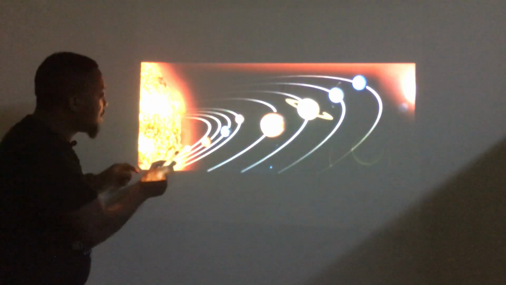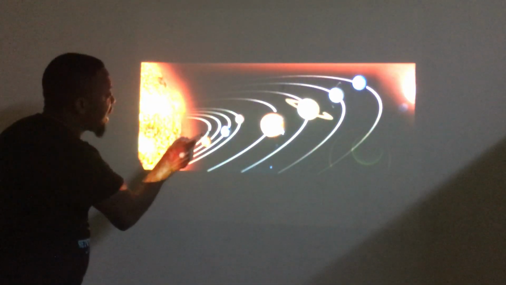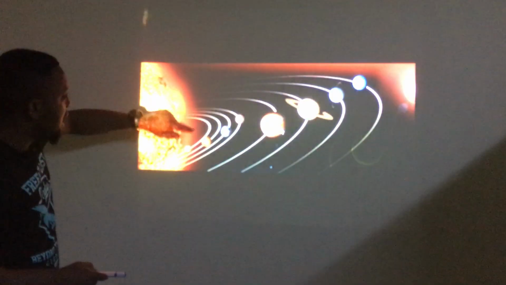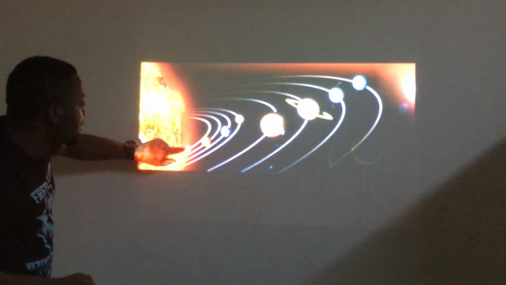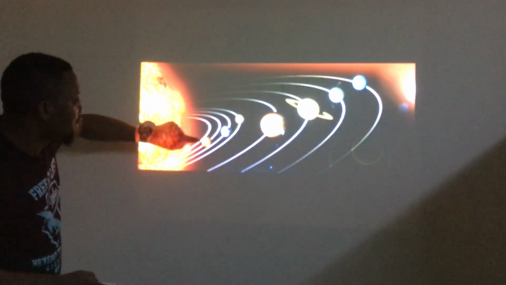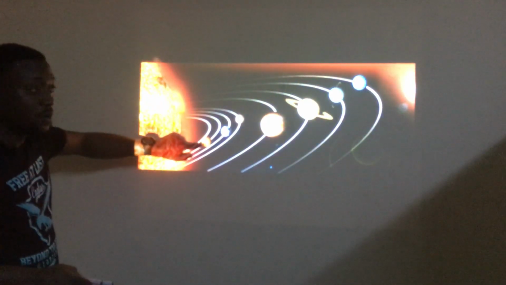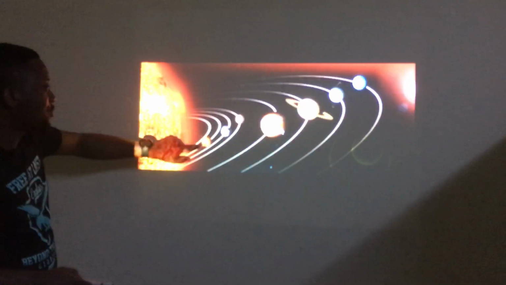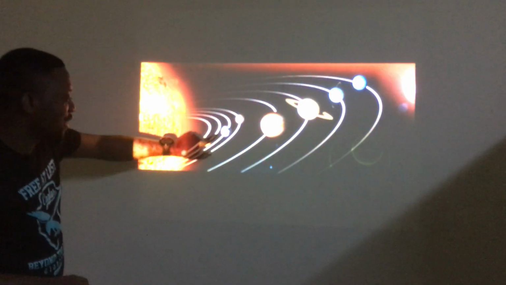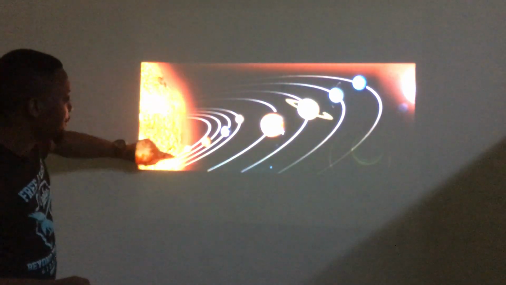And you see, I told you that the planets rotate round the sun. As you can see, they rotate round the sun. This is the first planet, which is Mercury. It rotates round the sun. And this is the second one, which is Venus. Then the third one, which is the Earth. See, they move around the sun at different speeds.